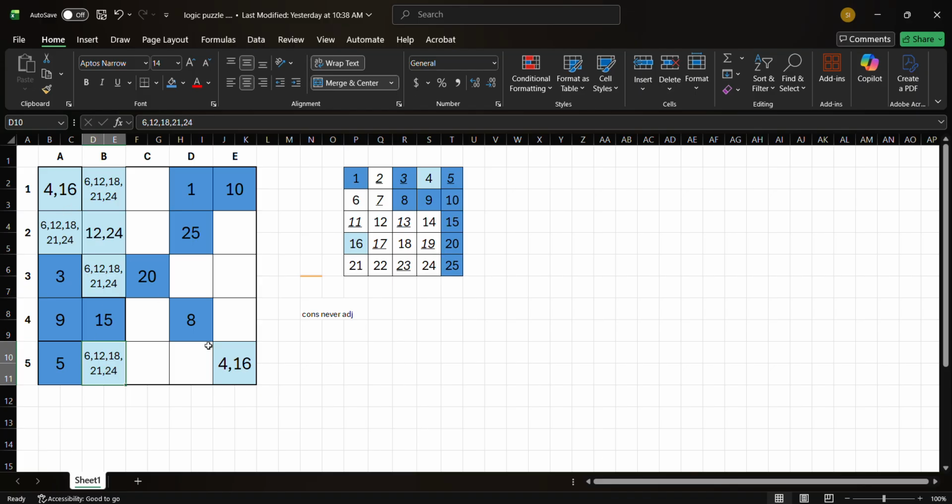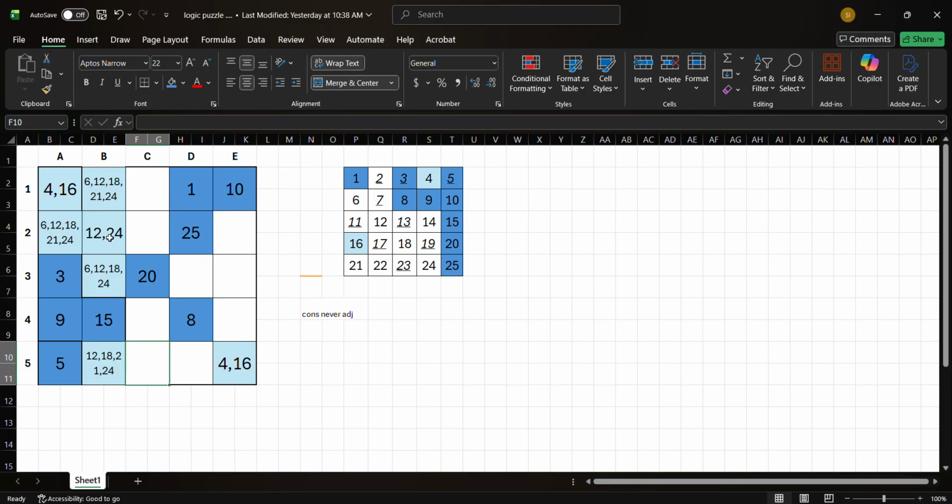3, 4 and a 6, not going to be close. 5, okay, so that 5 couldn't have 6 next to it. An 8, that's fine. 20 couldn't have a 21 next to it. Adjacent also means diagonal, by the way. So, like this 15 couldn't have a 16 here, for instance.